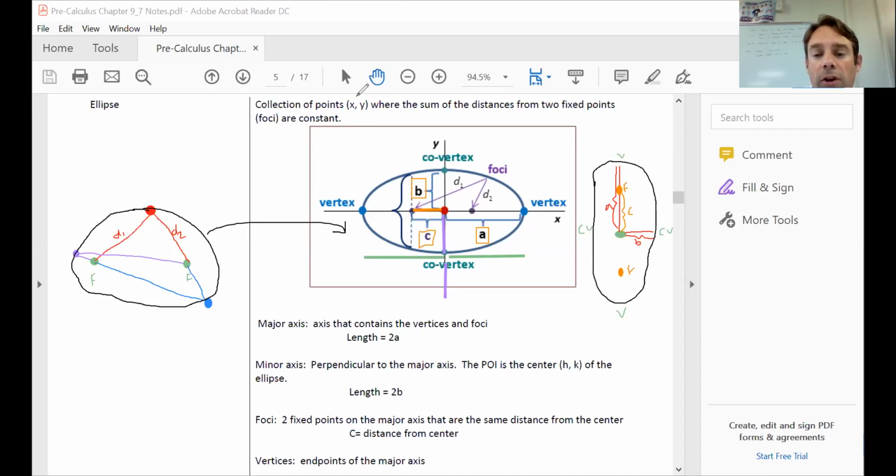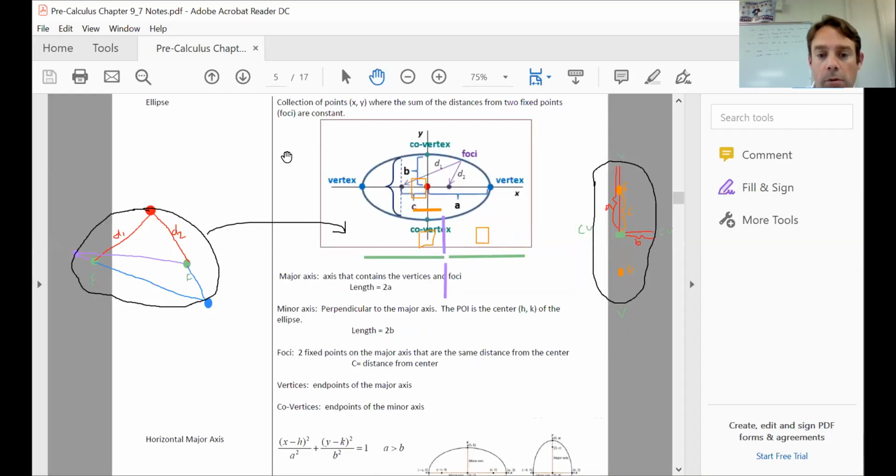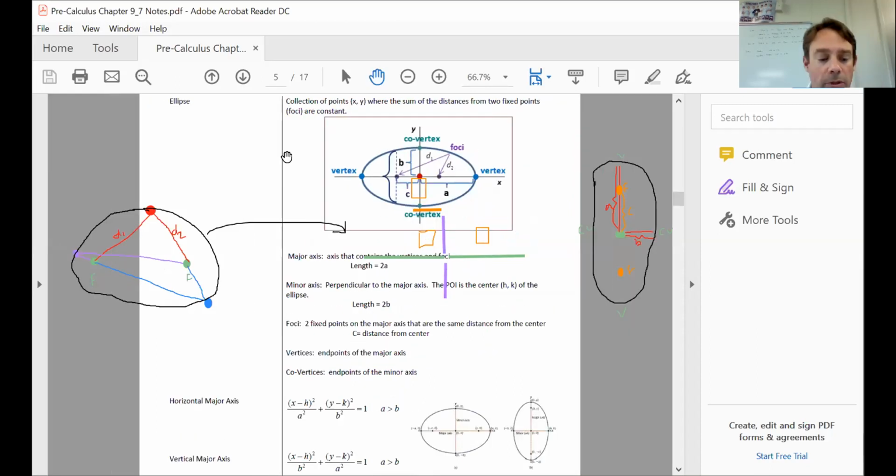So we're going to go down here. Now we know what A, B, and C are. We're going to just look a little bit more at some of the things that go with it.